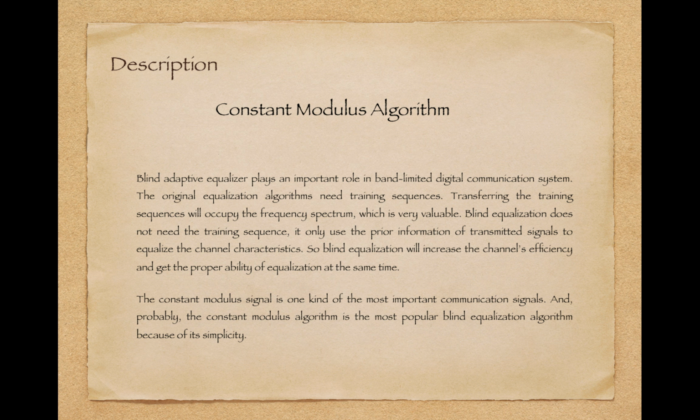So blind equalization will increase the channel's efficiency and improve the probability of equalization at the same time. The constant modulus signal is one kind of the most important communication signals, and the constant modulus algorithm is probably the most popular blind equalization algorithm because of its simplicity.